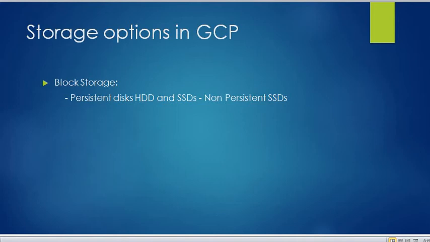So the first one is block storage. We have already discussed what block storage is and about various types of disks available in GCP to use. So they are persistent disks and non-persistent disks like HDDs and solid state drives.